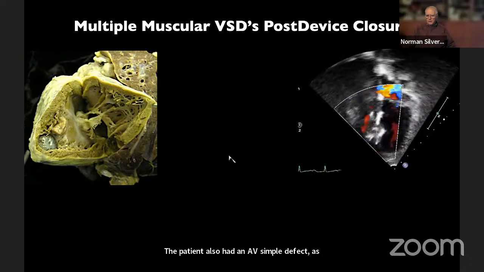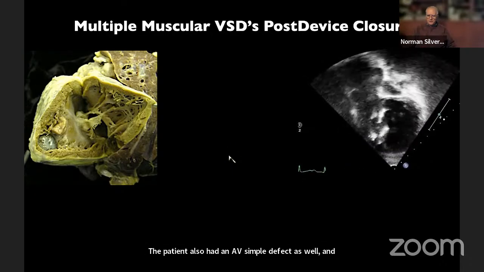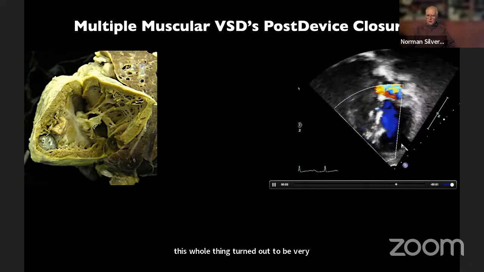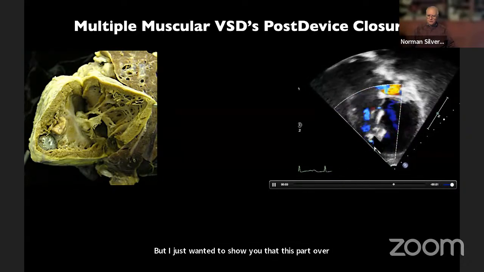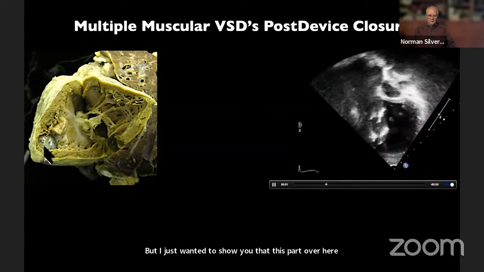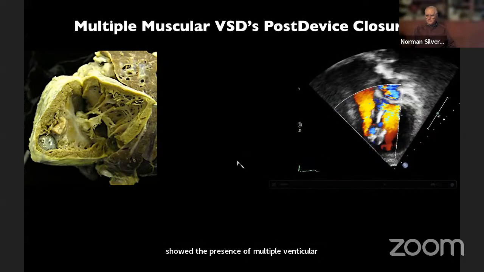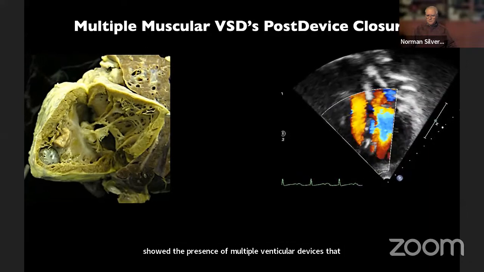And this whole thing turned out to be very difficult, but I just wanted to show you that this heart over here showed the presence of multiple ventricular devices that you can see in this specimen here.